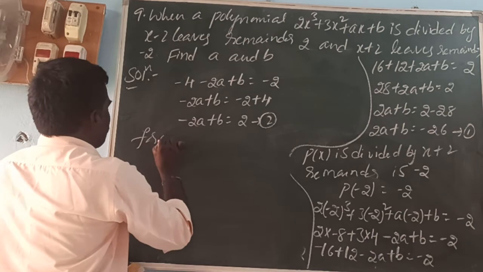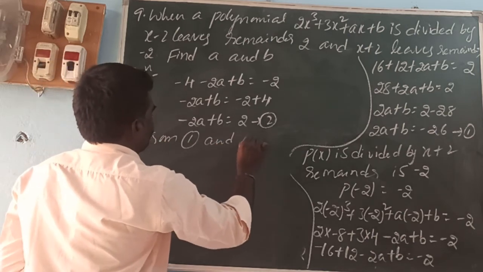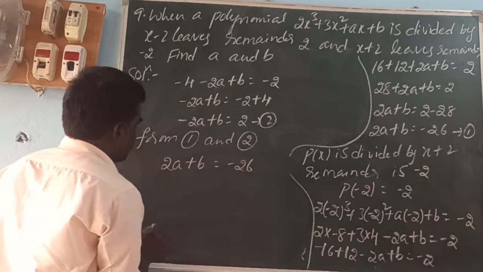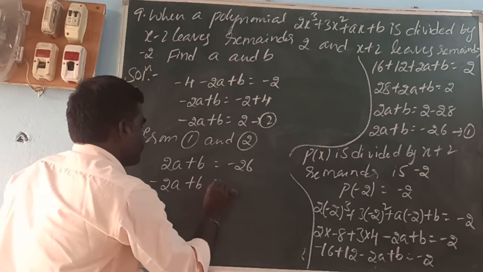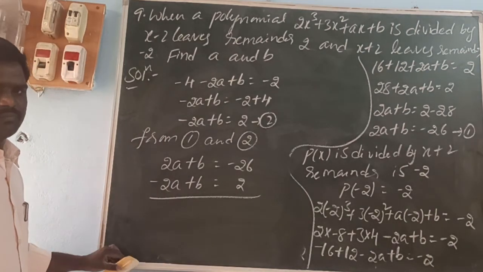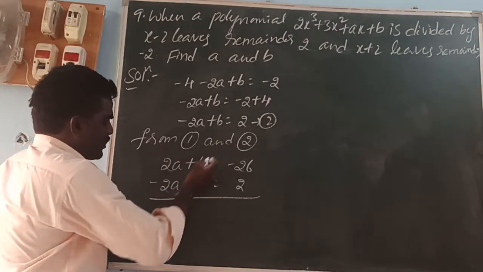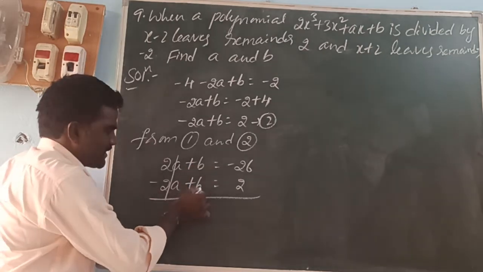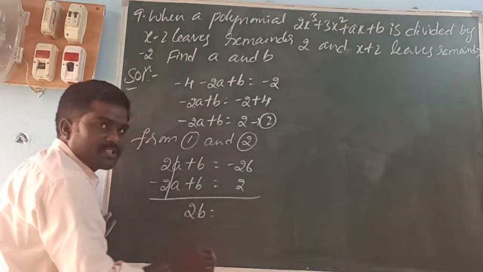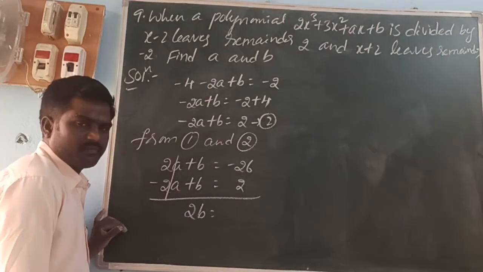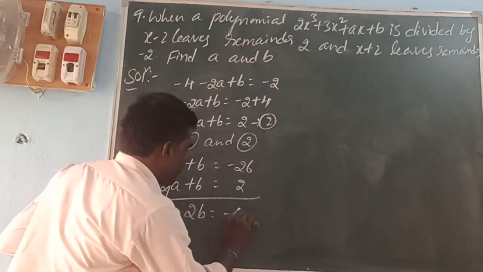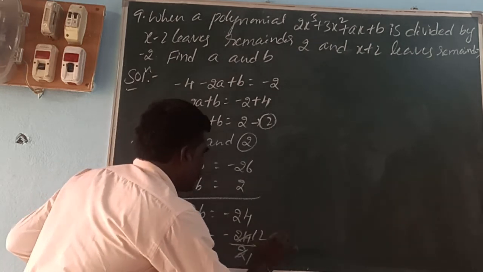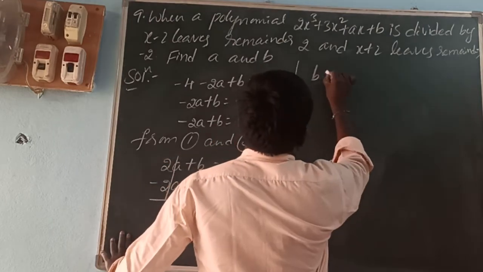So from 1 and 2. The first equation is 2a plus b is equal to minus 26 and minus 2a plus b is equal to 2. So from 1 and 2, adding these two equations, 2a and minus 2a cancel, b plus b is 2b, equal to minus 26 plus 2, minus 24. b is equal to minus 24 by 2. So 1 twos are 2, 12 twos are 24. So b is equal to minus 12.